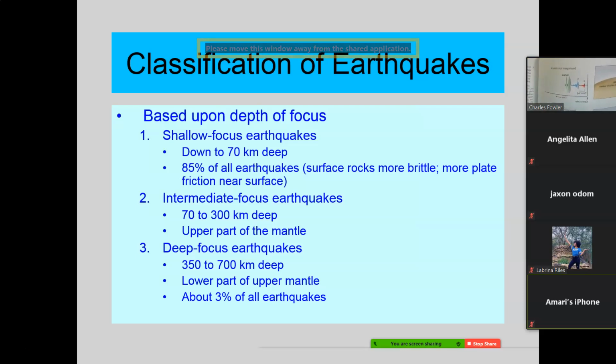Now here is a good graphic of what you see. You see the P waves happening first, then comes the S waves.